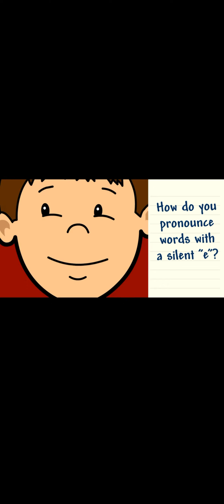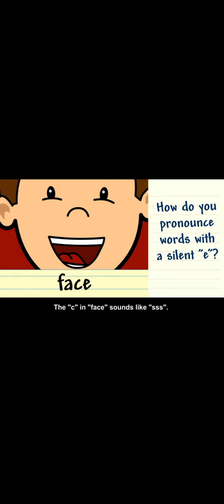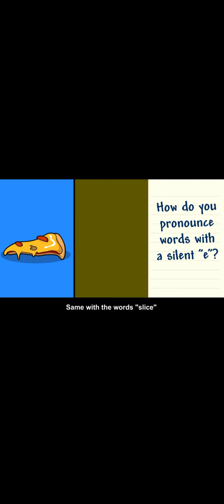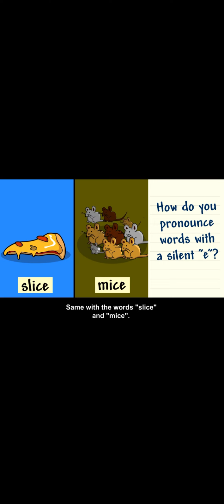If a word has a C followed by a silent E, you pronounce the C with the S sound. The C in face sounds like S. Same with the words slice and mice.